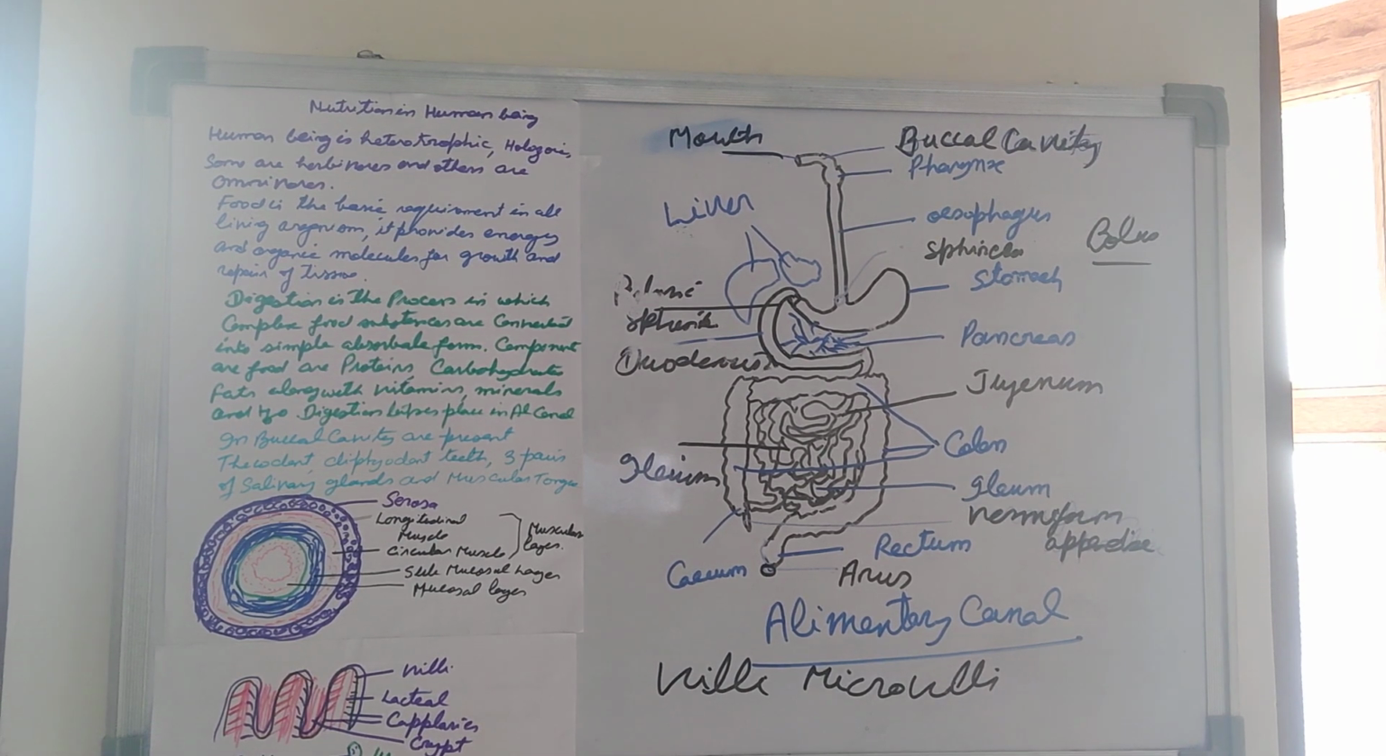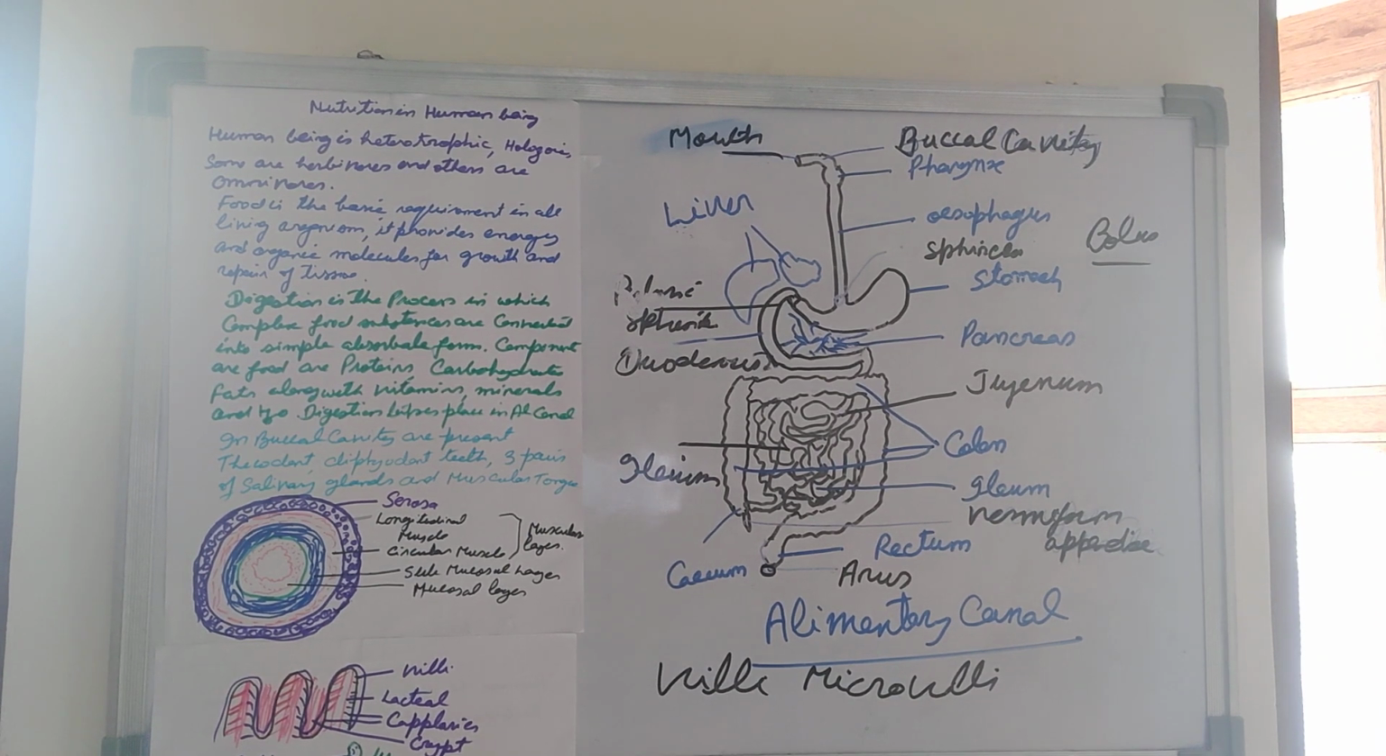Teeth are thecodont. They are diphyodont. What is thecodont? When the teeth are embedded in the socket of the jaws, they are called thecodont. When they are simply embedded in the jaws and no socket is present, they are called athecodont. In human beings, thecodont teeth are there.